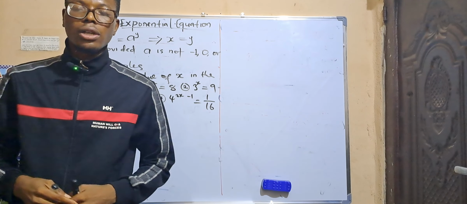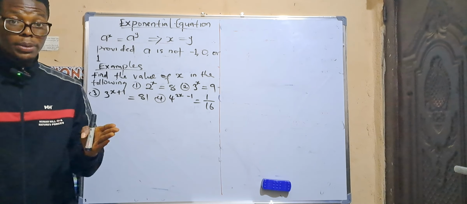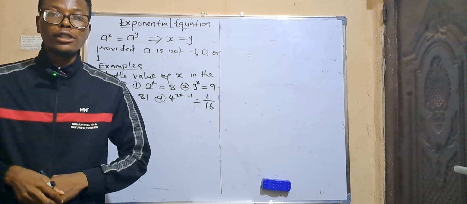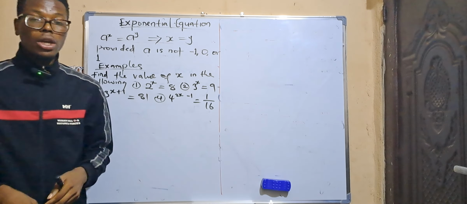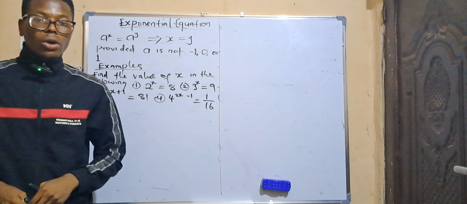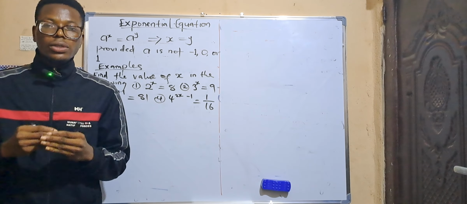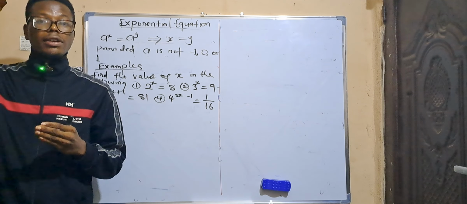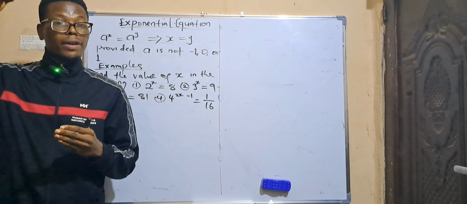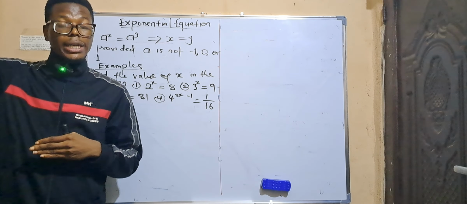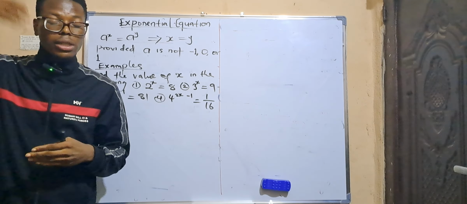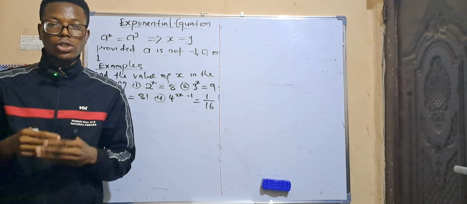Now we are going to look at another subtopic on our indices. We have exponential equations. So what are exponential equations? Exponential equations are equations that have a variable or an unknown as the power, or the index, or the exponent. Those are what we call exponential equations.